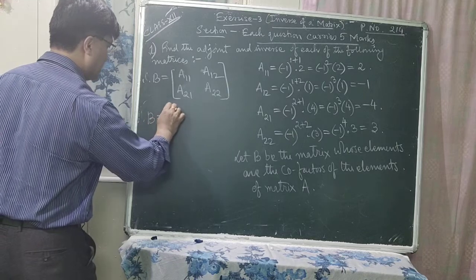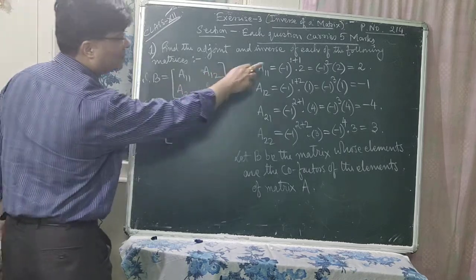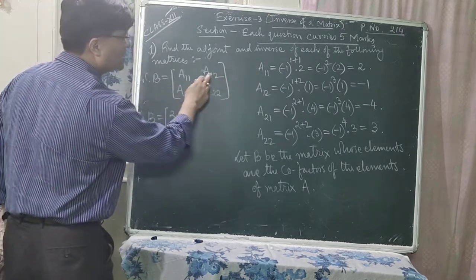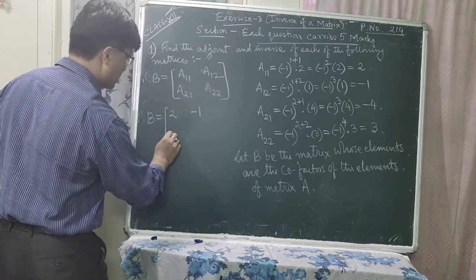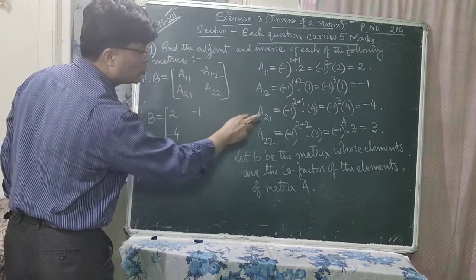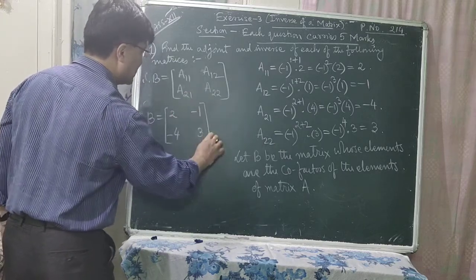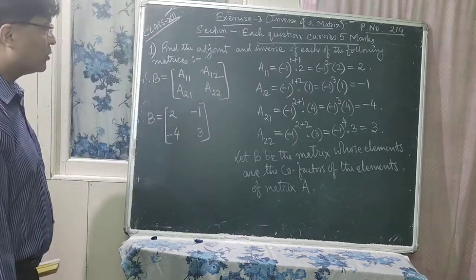So capital B is equal to, what is A11 here? It is 2. What is A12? It is minus 1. What is A21? It is minus 4. And what is A22? It is 3. Right? Is that clear to all of you?